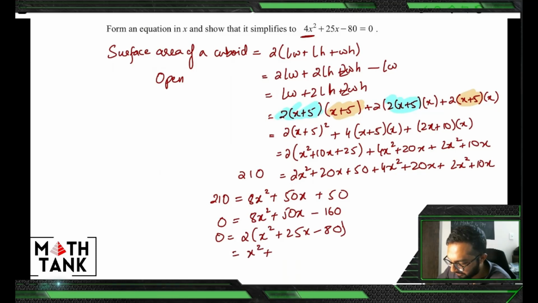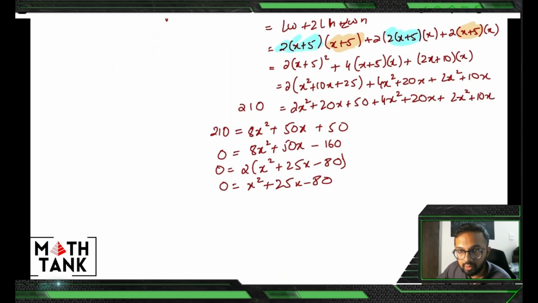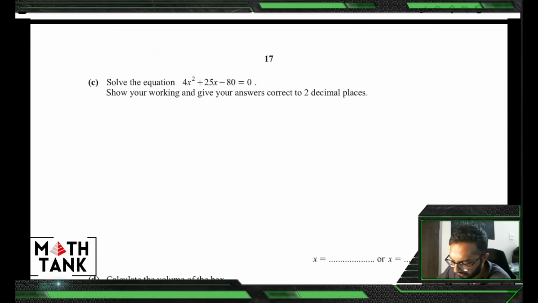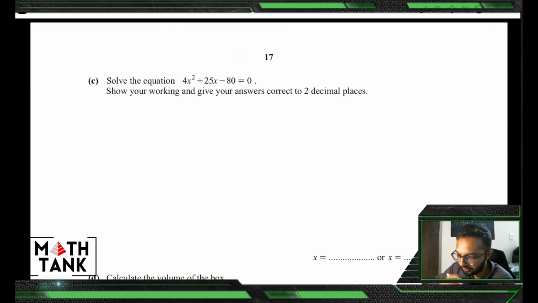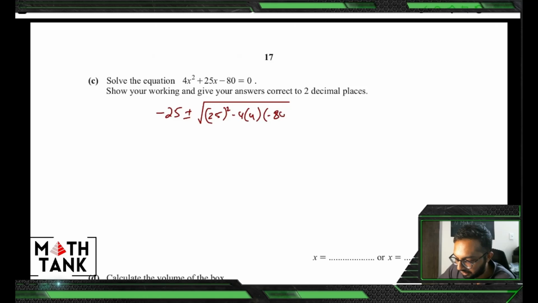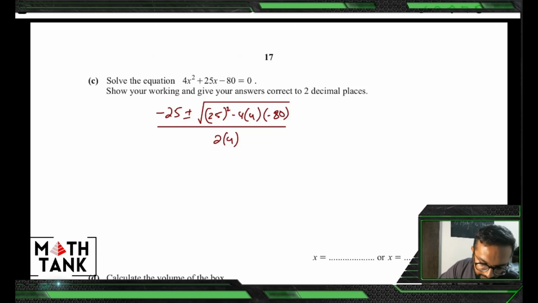So x squared plus 25x minus 80 equals 0. Okay, that is solve the equation, show your working. So I'm going to say minus b plus or minus root of b squared minus 4ac over 2a. That's all the working that you need to show. Of course, you are separating and then calculating.